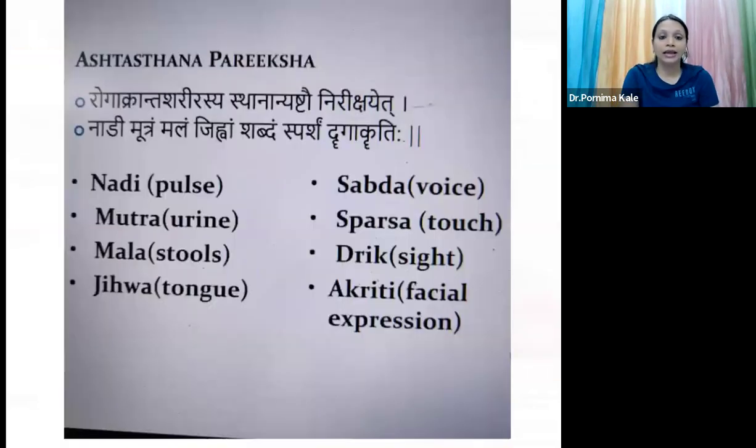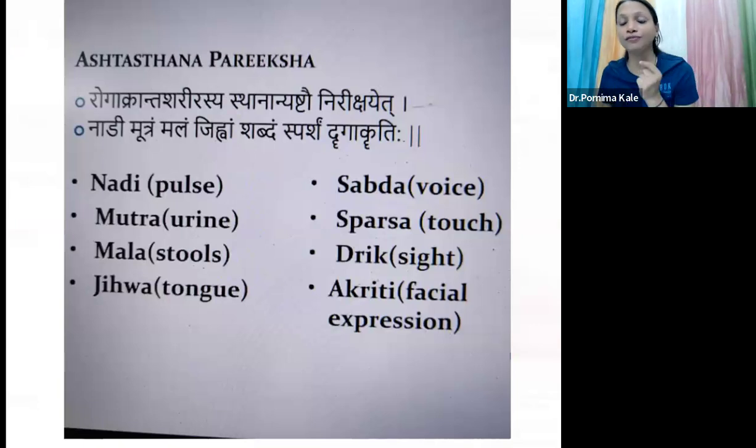Okay. Then next is Mutra Pariksha. Mutra is urine examination. Why is it necessary to ask questions about urine? We will not examine their urine physically, but we will be asking them questions regarding urine, such as what is the frequency of urination in day and night? What is the color of urine? Is there any foam in urine?